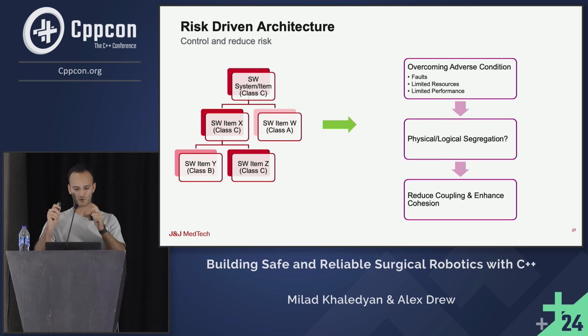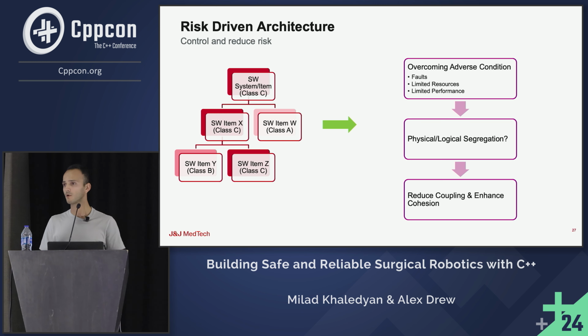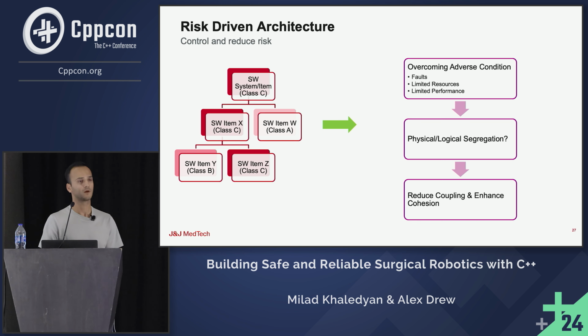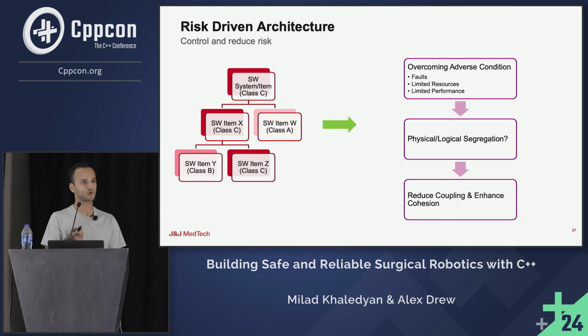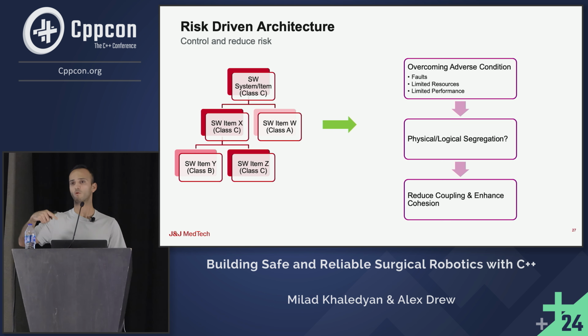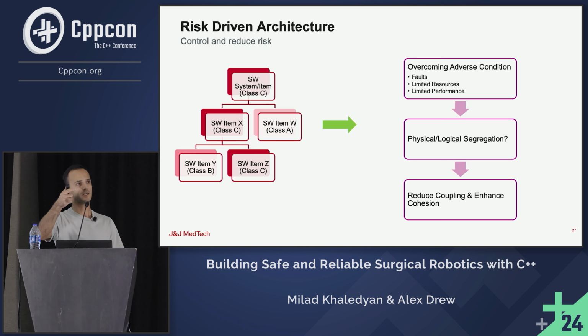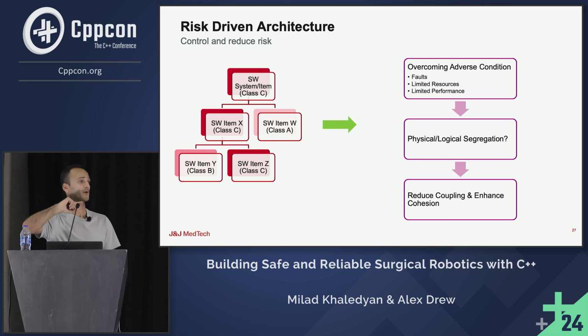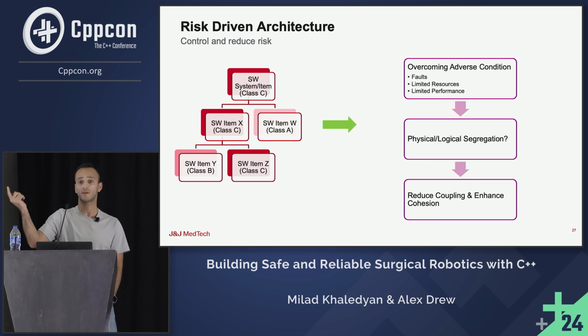In the presence of adverse conditions such as faults, limited resources or limited performance, controlling and reducing the risk requires guaranteed resources and guaranteed performance. And this feeds into how I am going to logically or physically segregate software components. As I mentioned, you have a Class A software item that should be in a real-time operating system, or maybe even no operating system, due to time criticality.